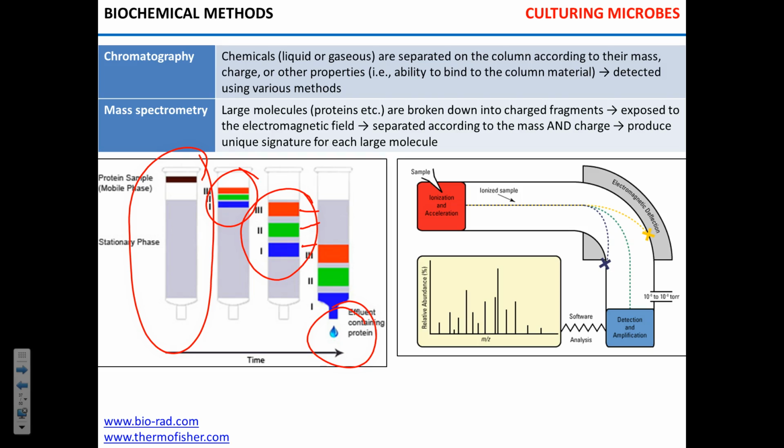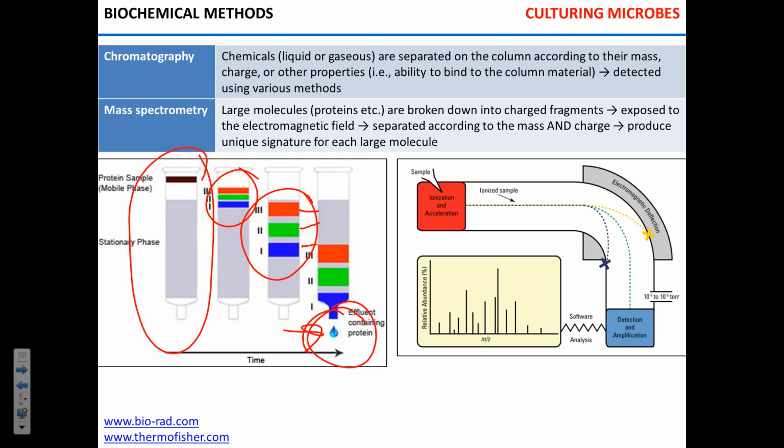Does that make sense? And then you can either collect fractions and use them, or you can put some sort of a detector here, and it will picture you like little peaks. You can see what's going on there. And you know that this compound takes 5 minutes to go through. This compound, it takes 10 minutes. So you can detect. That's very common. Chromatography is very common. Another thing is mass spectrometry.